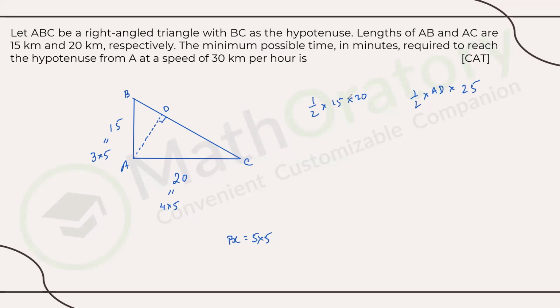So this is also the area of the triangle ABC. These two are equal, so this half goes off. So AD comes out to be 15 into 20 upon 25. This 5 goes off here, 5 goes off here, so we have 3 into 4, that is 12. So AD is 12 kilometers. Everything is in kilometers. So if AD is 12 kilometers, that is the minimum distance you have to travel.